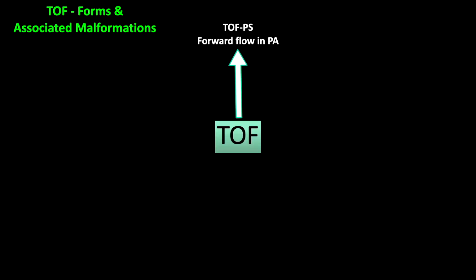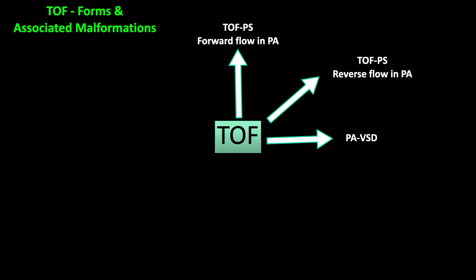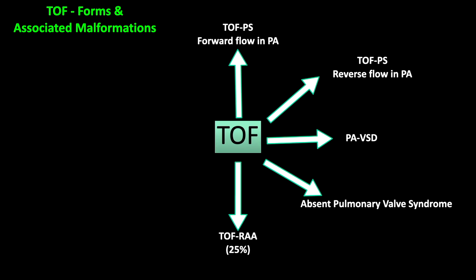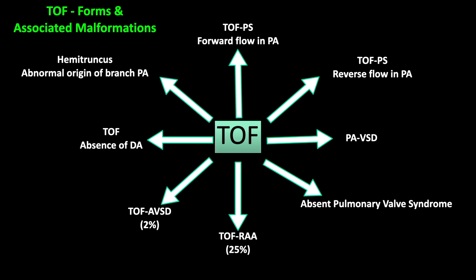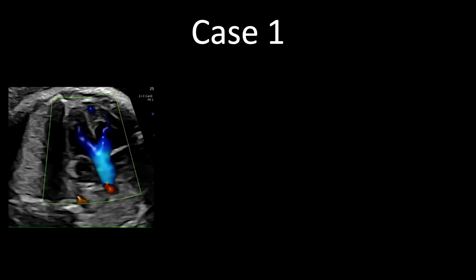The classic form is the pulmonary stenosis with forward flow in the pulmonary artery that you can clearly see on the 3-vessel trachea view, reverse flow in the pulmonary artery. Pulmonary atresia with VSD is the other subform, the severe form. Absent pulmonary valve syndrome is classified as part of tetralogy of Fallot. And then you start looking at the right-sided aortic arch, AVSD, and others. Let me show you a series of cases to highlight all these features.